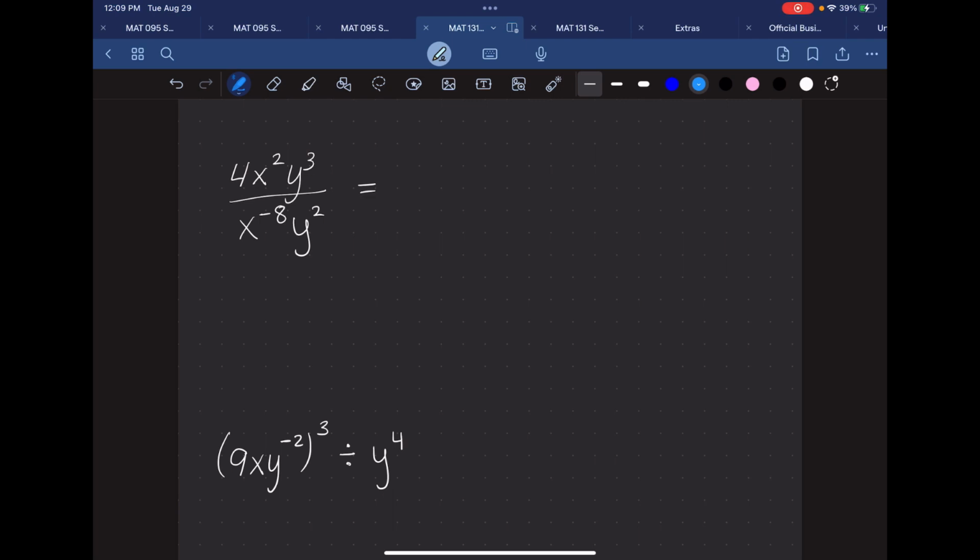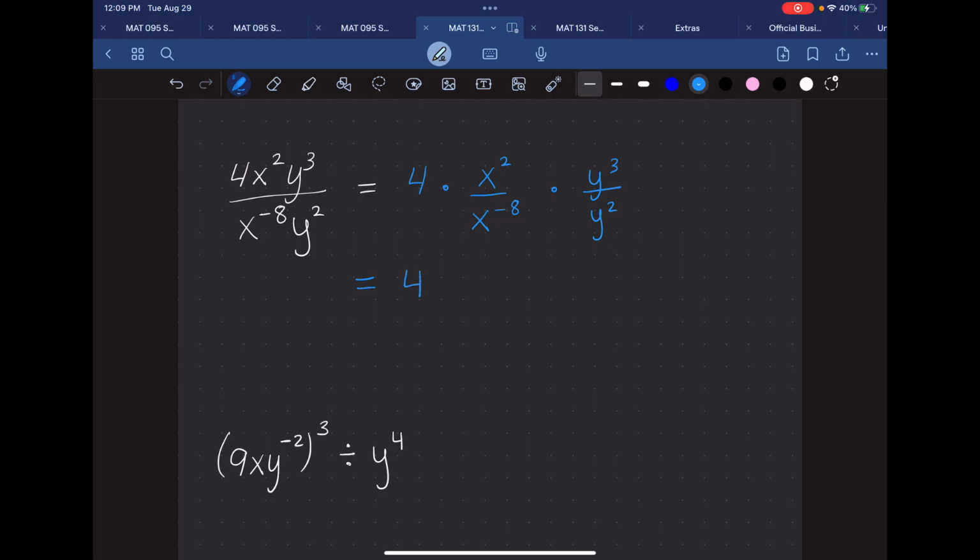Okay, so for this first problem we have 4x squared times y cubed divided by x to the negative 8 y squared. So I personally suggest keying in on your different variables. So I have a 4, and I'm just going to pull that out in front, times I have an x squared in the numerator, and in the denominator I have a factor of x to the negative 8. And then I have y cubed, and in the denominator I have a y squared. Now you don't have to write it out like this every time, but I would recommend thinking of it in this manner.